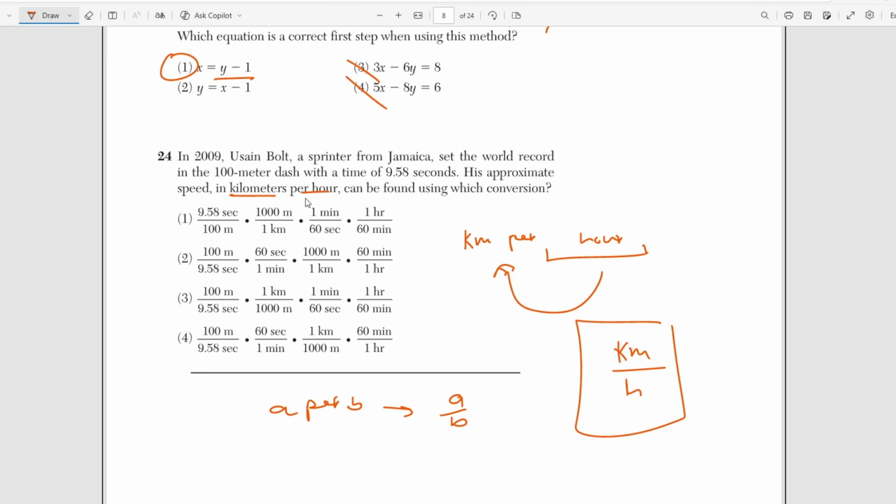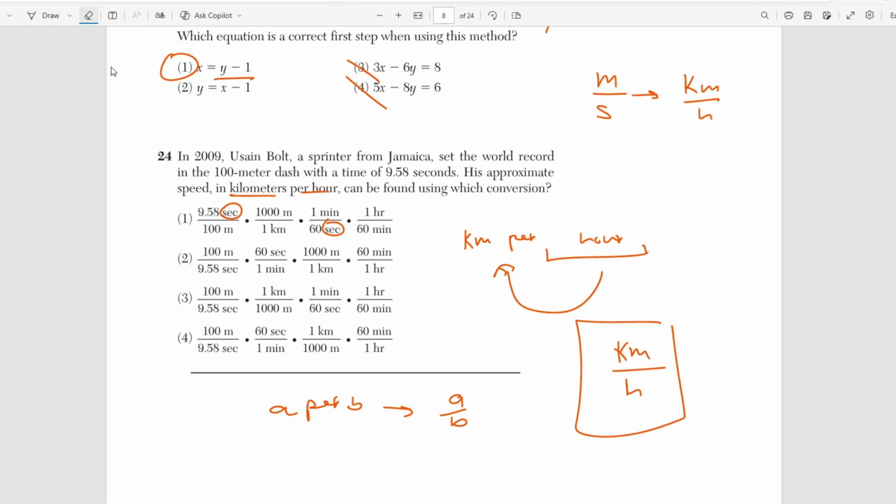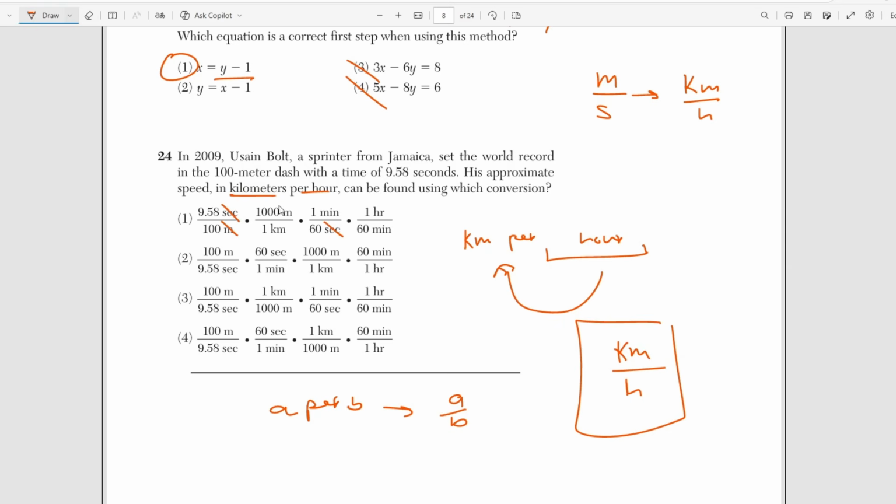That's my target units, okay? Right now, I have a speed in meters per second, right? So I have a speed in m over s. So I want to go from m over s into km over h. And it's really simple. I just have to select the choice which properly cancels out units. That gives me kilometers on top and hours on bottom. So if I look at this, wherever you see a unit on the top and on the bottom, you can cancel it out. So for choice 1, I have seconds on the top here, I have seconds on the bottom here, they cancel out. I have meters on bottom, meters on top here, minutes here, minutes here.